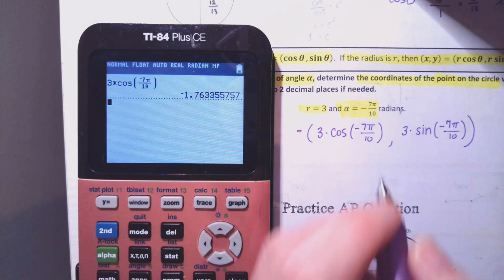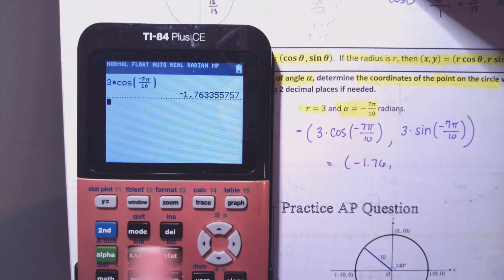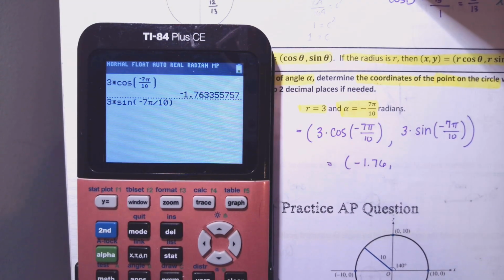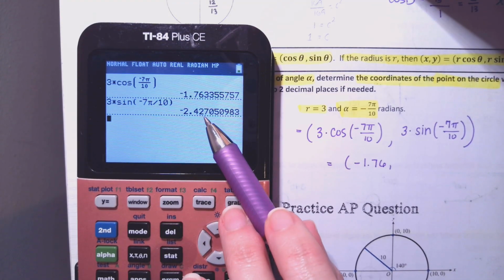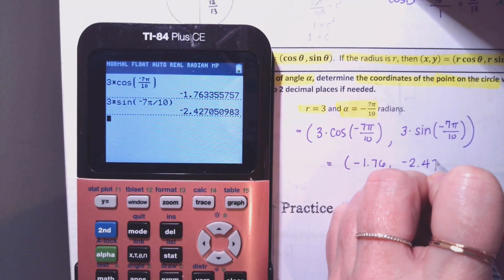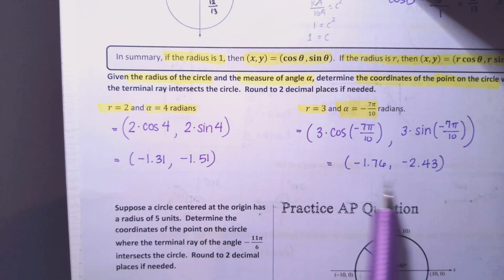So the x value of the ordered pair would be negative 1.76. And then for the y value, we'll do 3 times the sine of negative 7 pi over 10. Oh, I typed it different on both. Well, you can see, now there's 2 different ways to type it. And we get negative 2.4, and then this would turn into a 3 because the 7 would bump the 2 up. All right, there we go, an x and a y value. So if we were to plot this, it would go through the point negative 1.76, negative 2.43.